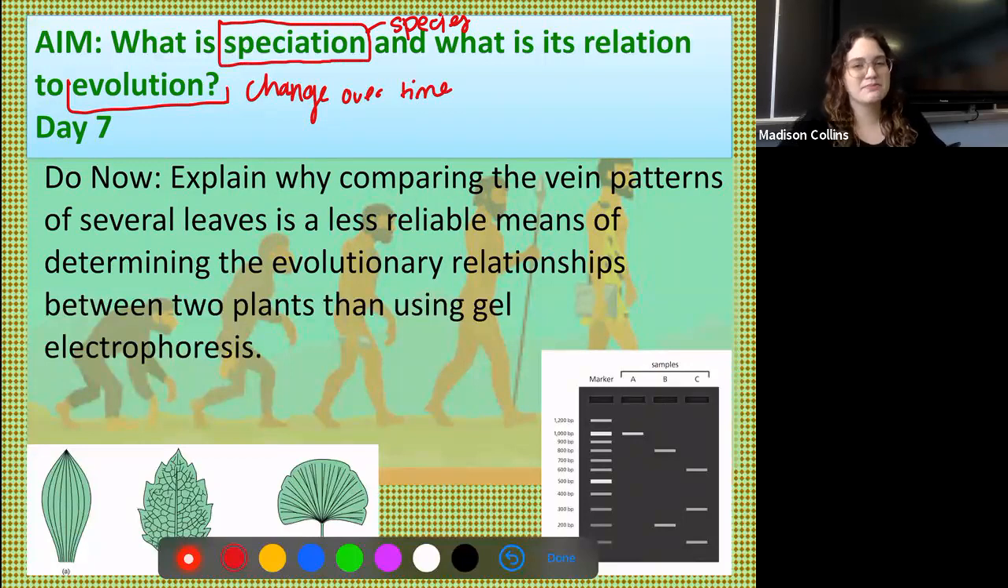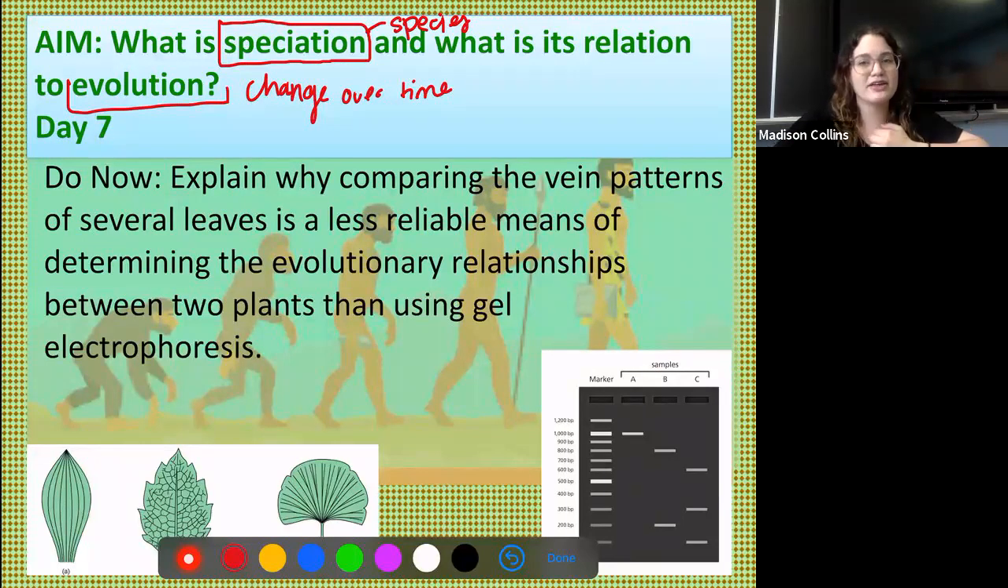So explain why comparing the vein patterns of several leaves is a less reliable means of determining the evolutionary relationships between two plants than using gel electrophoresis. So right now, pause this video and tell me what you know. And press play when you're ready to review it.